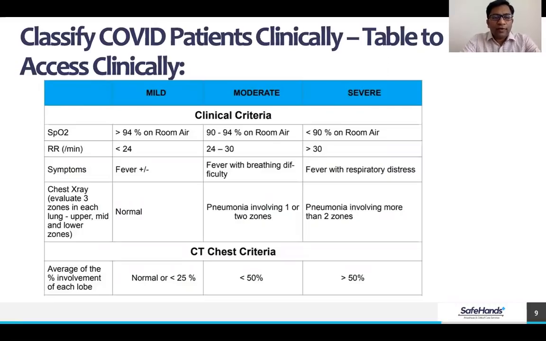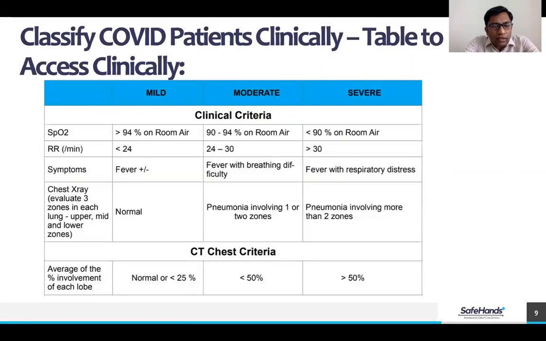So a respiratory rate of less than 24 is considered mild, 24 to 30 is moderate, and more than 30 is considered severe. Regarding symptoms, in mild cases fever may or may not be there. Moderate cases, fever with breathing difficulty. Severe cases, fever with respiratory distress.